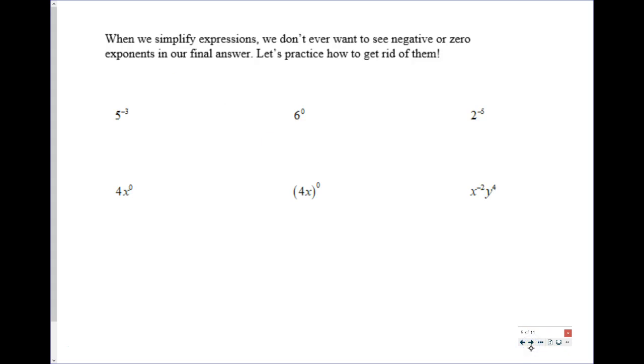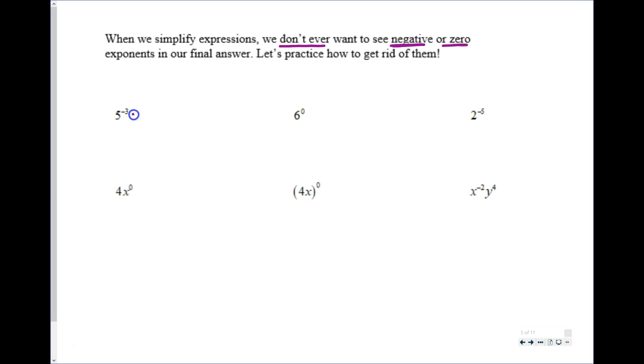So how do we simplify expressions with exponents? We're finally getting to the point where I want you to realize that we don't ever want to see negative or 0 exponents in our answer. So look at all these exponents. None of these are simplified because I can see a 0 exponent and I can see a negative exponent. We can't have that. All exponents have to be positive, greater than 0.